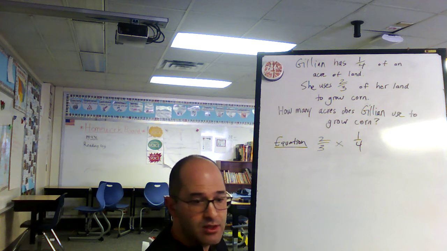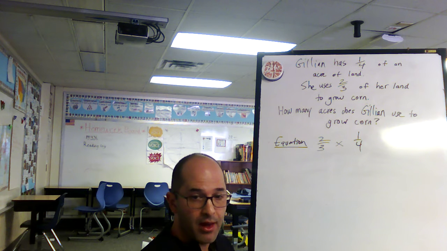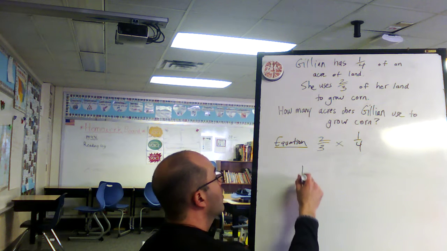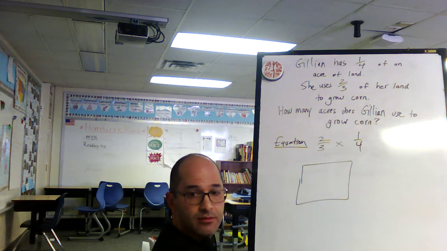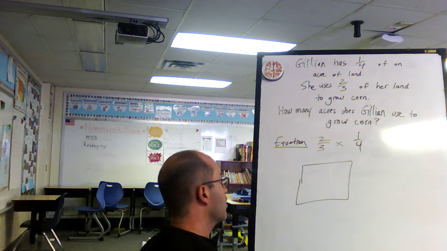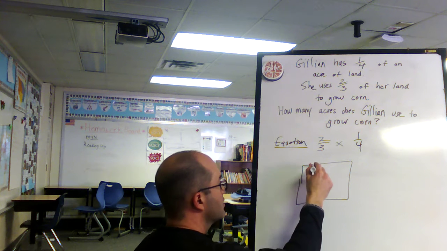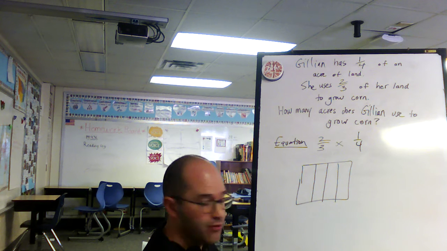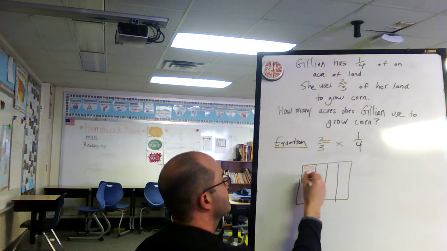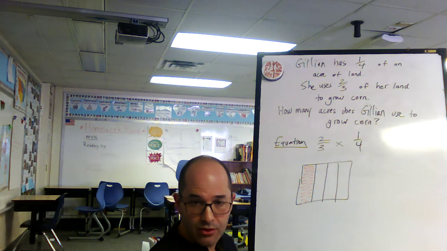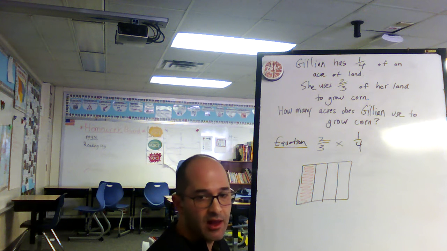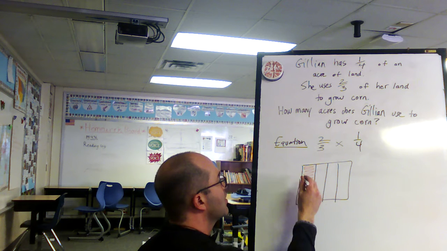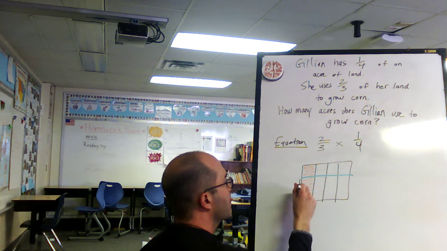And we could do this two ways, the array method or the bar method. Really, it's the same kind of thing, I think. So this is 1 acre, right? She has 1/4 of an acre, so she owns 1/4 of this. Let's divide it into fourths. She owns 1/4 of an acre. That's what Jillian owns, but she doesn't use all of that land to grow corn. She only uses 2/3 of the land to grow corn. So let's divide this into thirds. 1/3, 2/3.